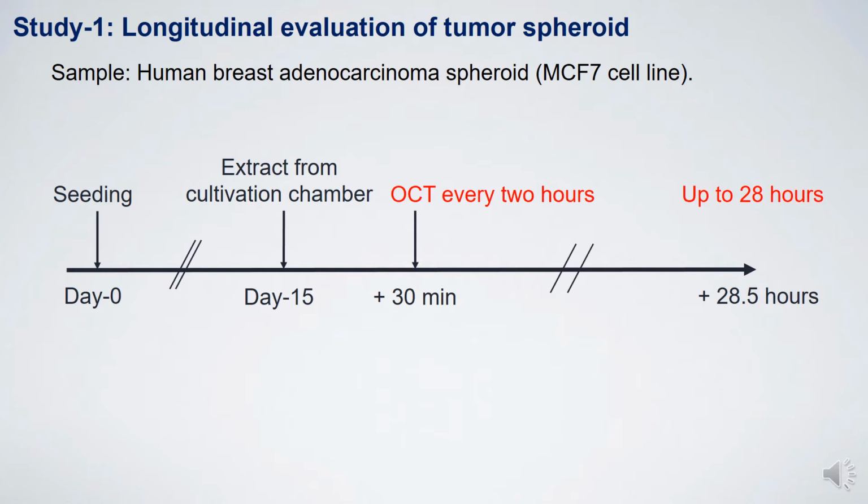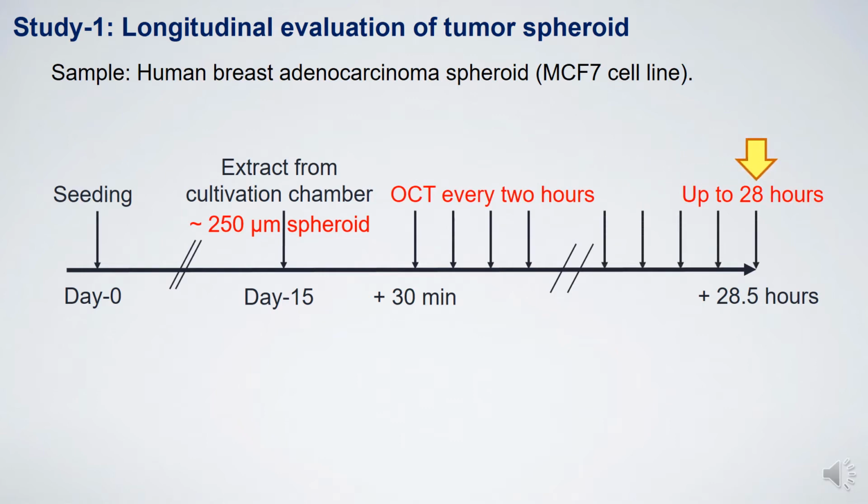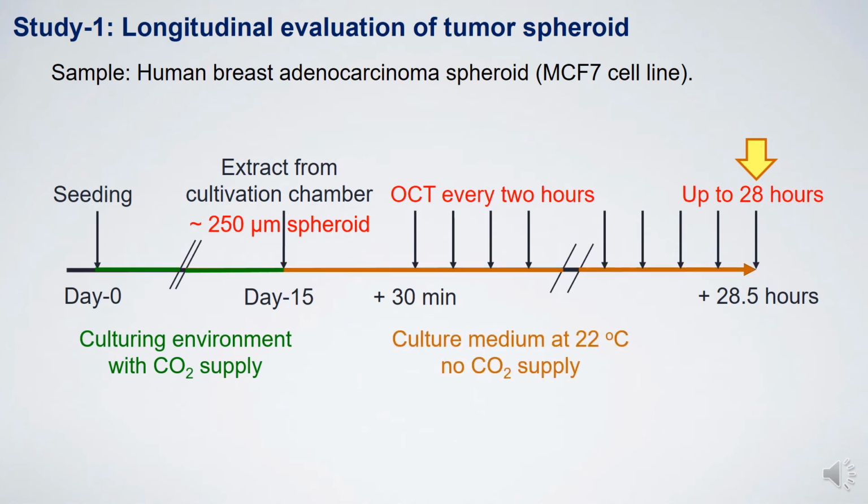So, let me talk about our first study. Here we utilized a human breast adenocarcinoma spheroid, MCF7 cell line, where we seeded the spheroid at day 0, and after 15 days we extracted the spheroid from the cultivation and started the OCT measurement every 2 hours up to 28 hours. Here I have to mention that during the cultivation, the spheroid was cultured in a CO2 supplied environment, while OCT measurements were done at room temperature without CO2 supply.